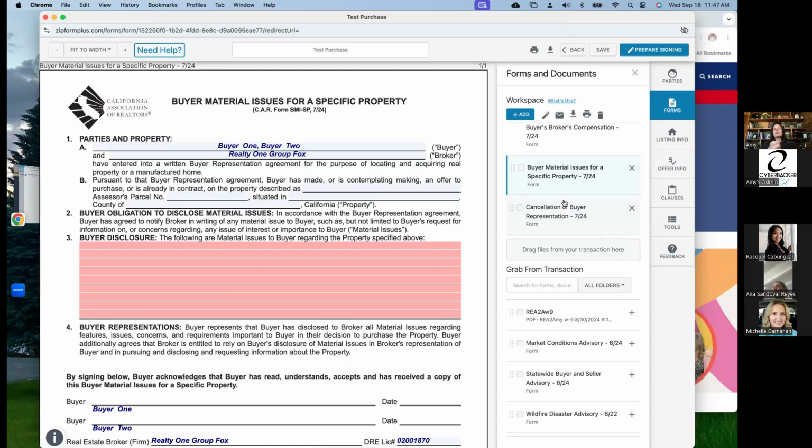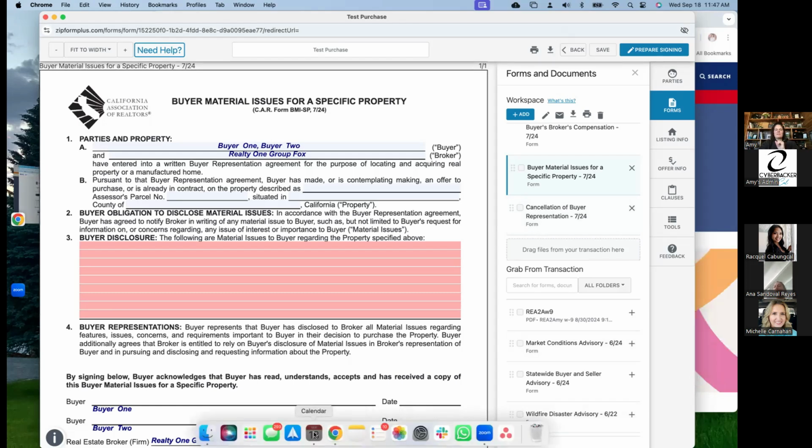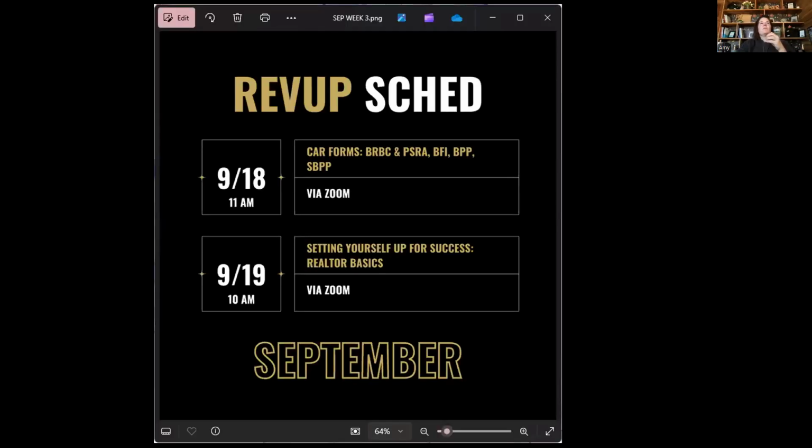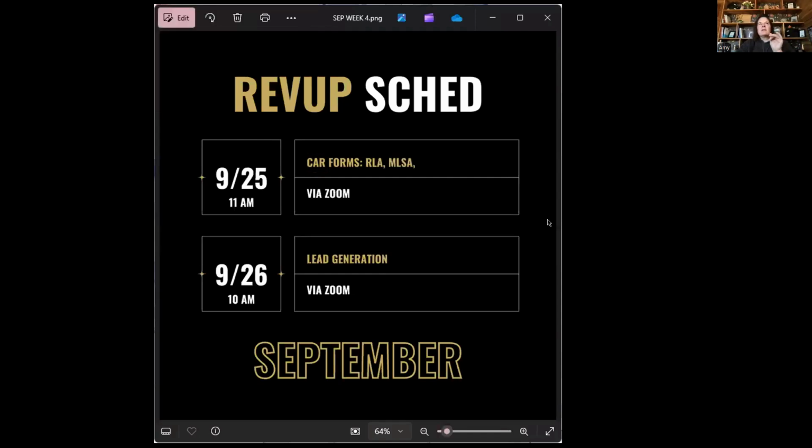I believe next week, although don't take my word for it, let's see if I can pull up my calendar real quick. I believe next week we're talking about the listing forms. Let's see, we're on Wednesday. Yes, we're talking about the RLA and the MLSA. So we'll be discussing that next week. We're diving into the seller side of how this transaction works.